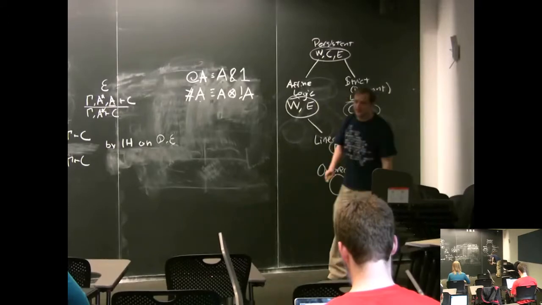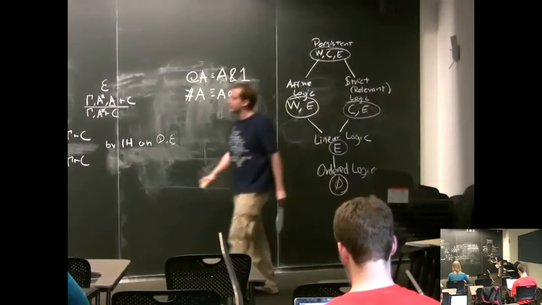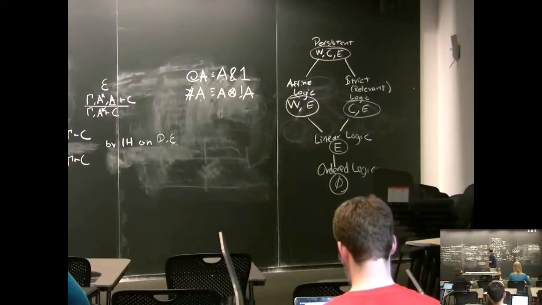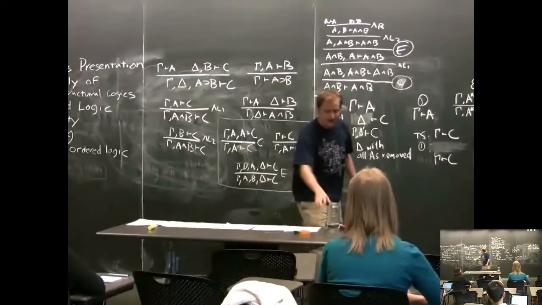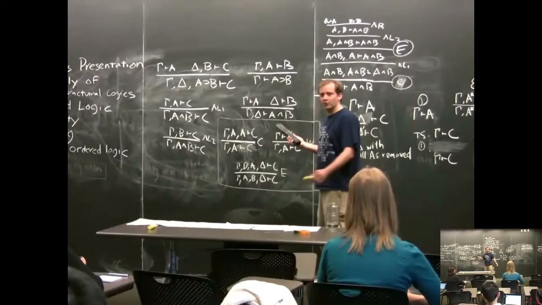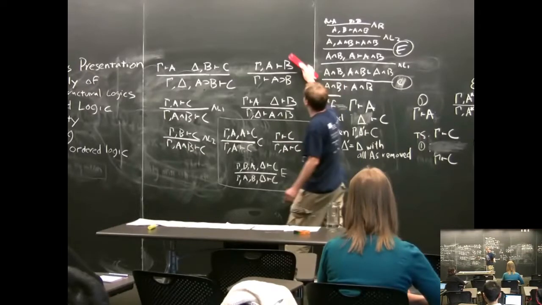And ordered logic is when you don't have anything at all. So the null set of structural properties gives you something like ordered logic. Well, and these rules are not the right rules for ordered logic because the left rules, as we saw, don't match up with the right rules in a way that makes sense. So let's actually work out what ordered logic is supposed to be.